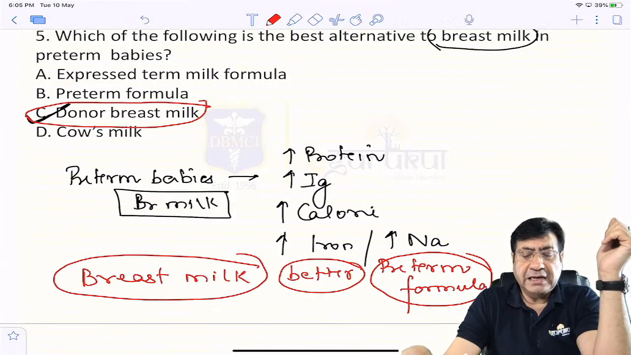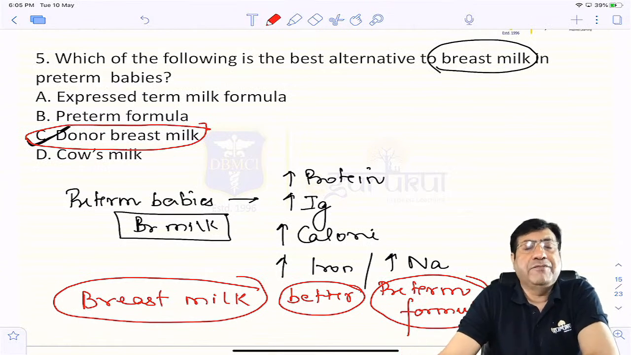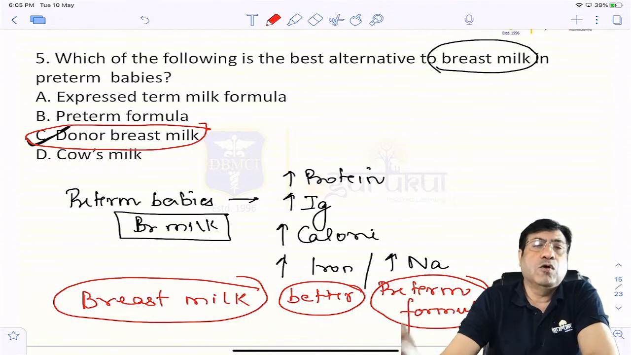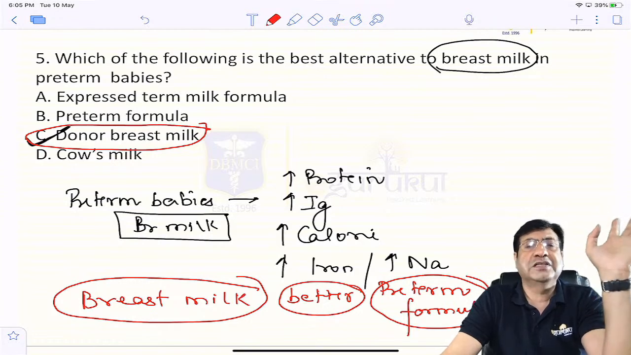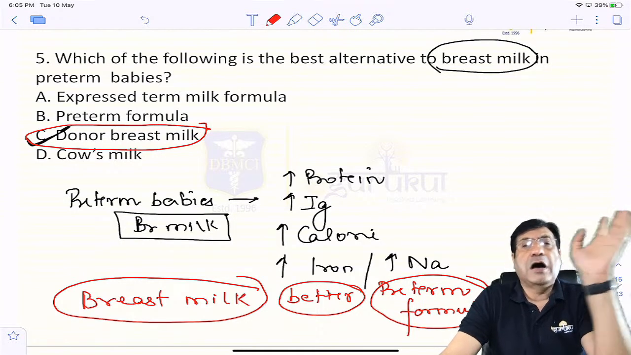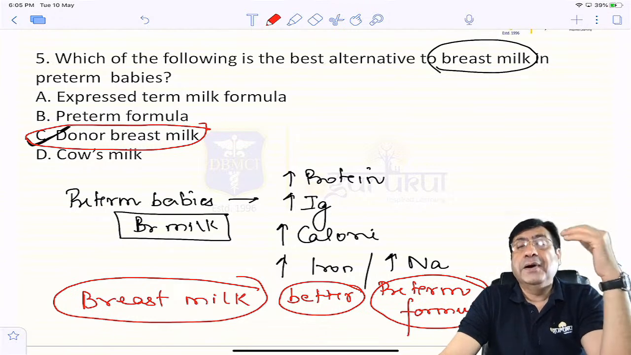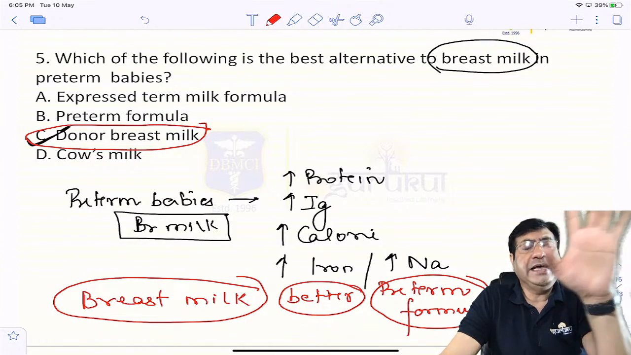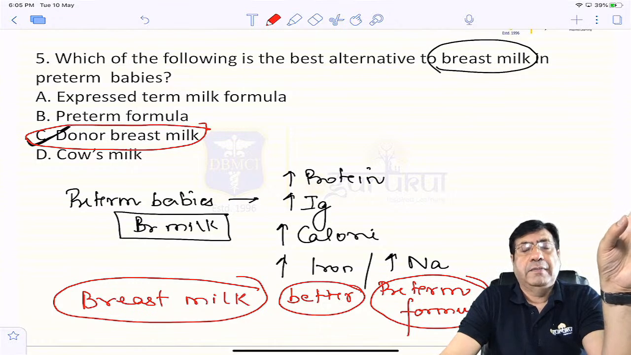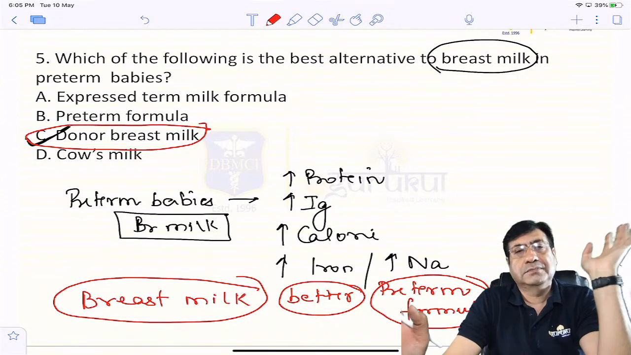So what is the best milk that the mother should give to her preterm baby? It's a donor breast milk. If that is not feasible, then go to a preterm formula milk, but never cow's milk. Cow's milk is actually the last option that should be kept. Cow's milk is not recommended as such, particularly because of the very high protein content, the protein load of the cow's milk, which can actually have a very detrimental effect on the kidneys of the preterm child.